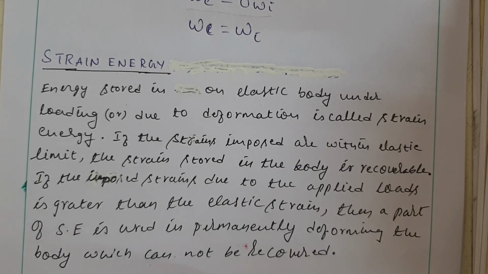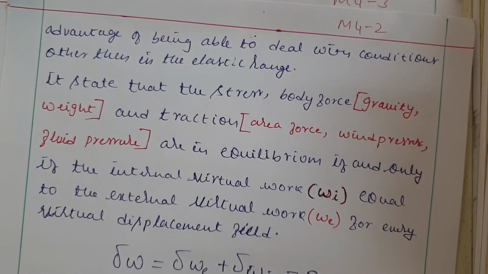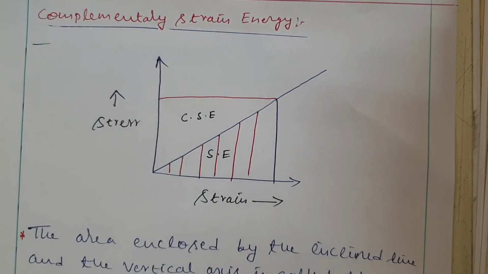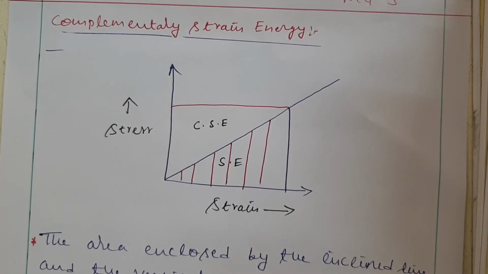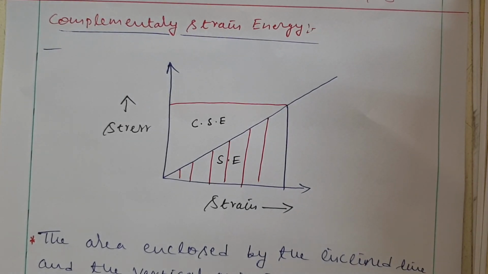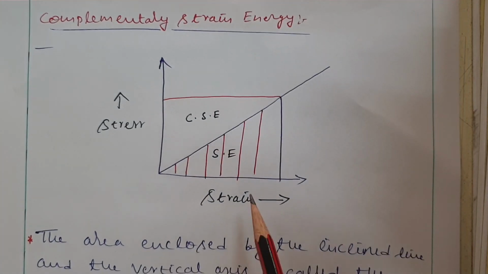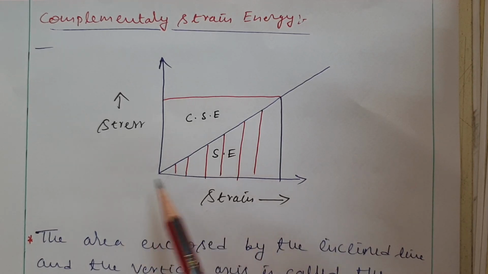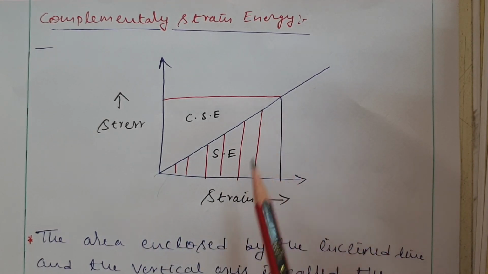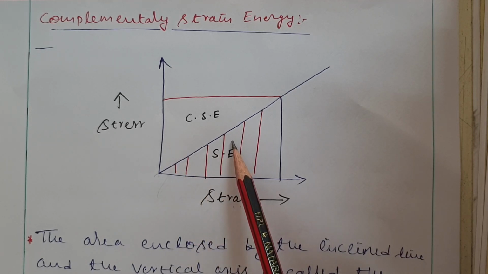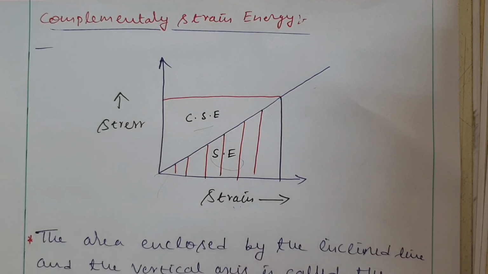After knowing strain energy, you should know complementary strain energy. A very important thing is that complementary strain energy and strain energy are one and the same when the object is under elastic limit. If it exceeds the elastic limit, then only does it differ from the strain energy. I am considering a stress-strain curve with a linear line. If it varies linearly, stress and strain are directly proportional, and then strain energy will be equal to complementary strain energy.